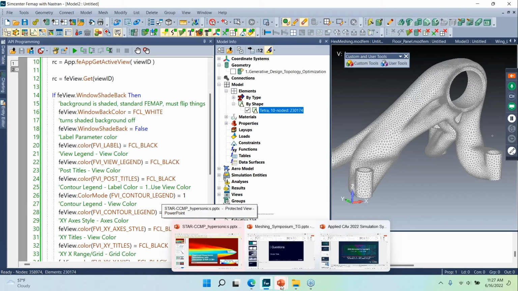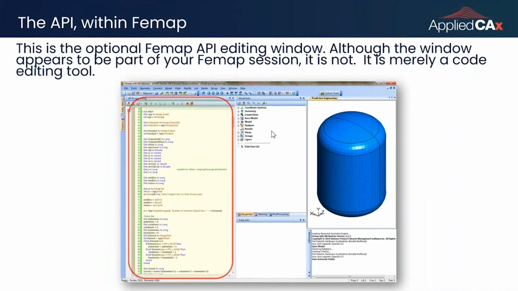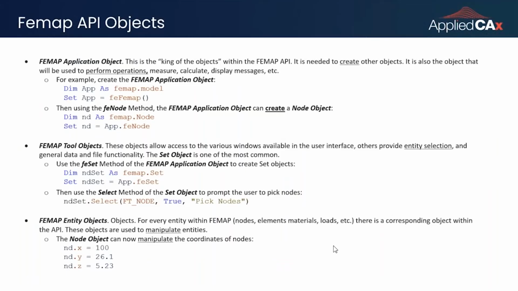Now, this isn't intended to be a full-on training session here. So I want to talk a little bit about some of the syntax, but I'm not going to get into it too deeply. This is a section from our API training class, and it talks about some of the different types of objects you'd be working with. So in that little hello world example, I was using the FEMAP application object. I was asking FEMAP to print something out using the GUI.